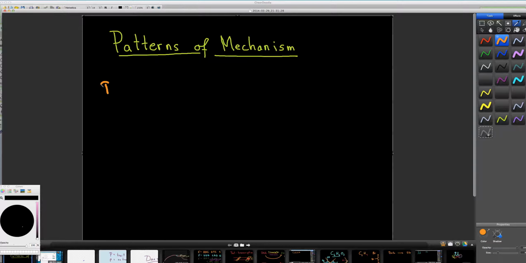So the first important mechanistic pattern that we see is the proton transfer. And of course, by proton, we're talking about a hydrogen ion. Even more specifically, we're just going to be removing, or moving rather, an H from one molecule to another molecule. So let's look at a couple of the more frequent examples.